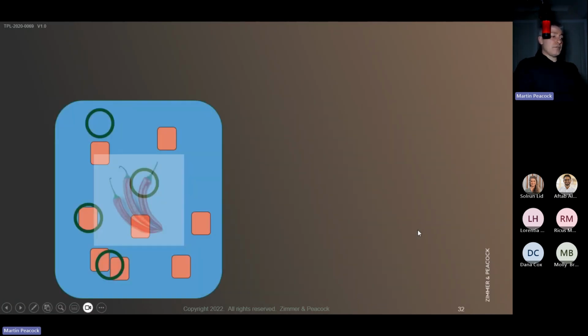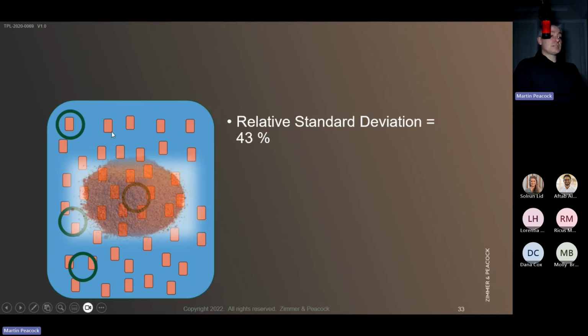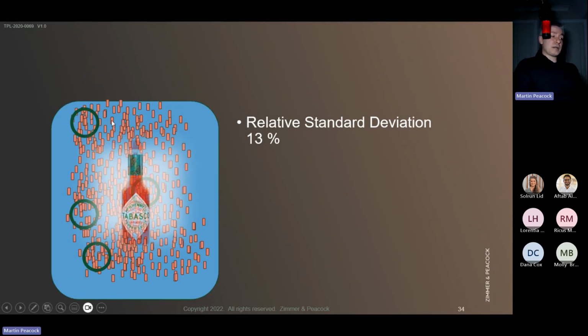So just out of interest, if I did some statistics on this, I'd find that I've got what's called a relative standard deviation of 141%, and that's because that's 0, that's 0, that's 1, and that's 2. If I did the same for this chili powder, I have a relative standard deviation of 43%, because that's 1, that's about 3, that's 2, that's 3. But then when you get to Tabasco sauce, it doesn't matter where I sample, we tend to get the same number, and then the relative standard deviation is 13%.